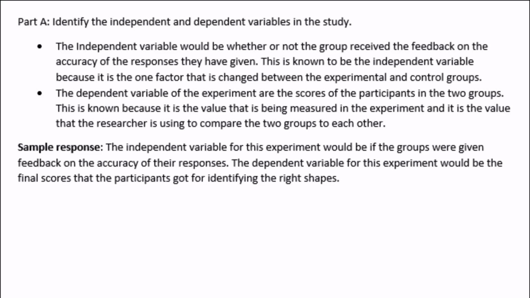Now that we know what the independent and dependent variables are, we can write our response. The independent variable for this experiment would be if the groups were given feedback on the accuracy of their responses. The dependent variable for this experiment would be the final scores that the participants got for identifying the right shapes.